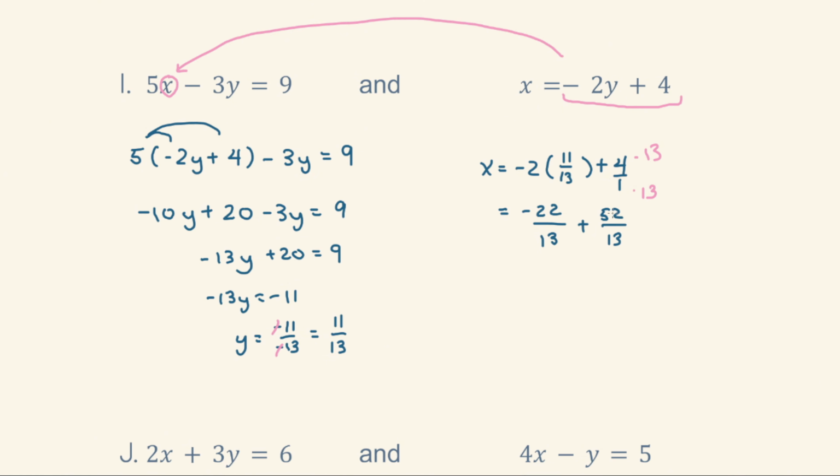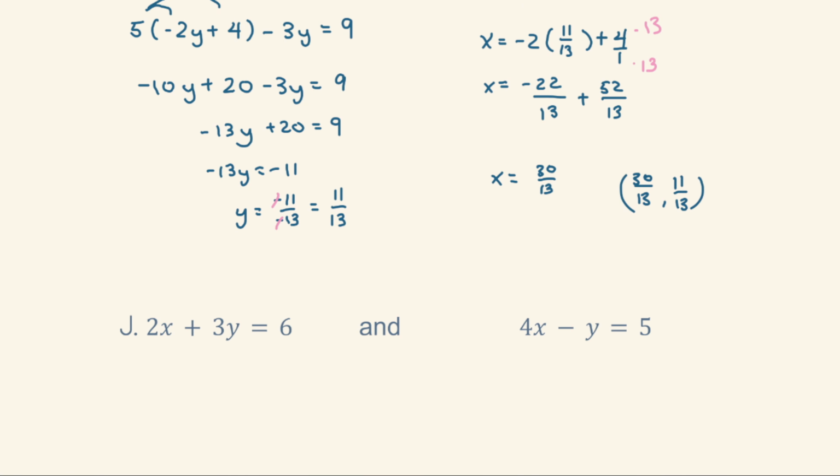So now we just do 52 minus 22. That's just going to come out to 30 over 13. So your final answer then, okay, x is equal to 30 over 13. So you have 30 over 13, and 11 over 13.